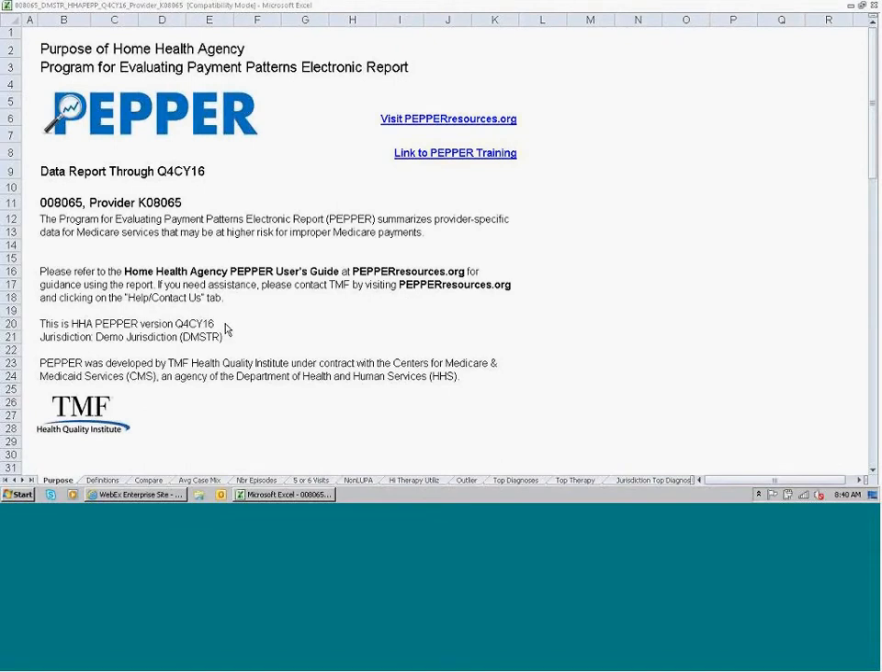Here you will see the version of the PEPPER. The version is always the most recent quarter of statistics that are summarized in the PEPPER. And here you will see your jurisdiction comparison group, your Medicare Administrative Contractor Jurisdiction Comparison Group. Remember, the Jurisdiction Comparison Group is comprised of all of the home health agencies that submit their claims to the same MAC for Medicare reimbursement. We also have a link to our website on the Purpose page, as well as a link to the Training and Resources page where you can get more resources and information.